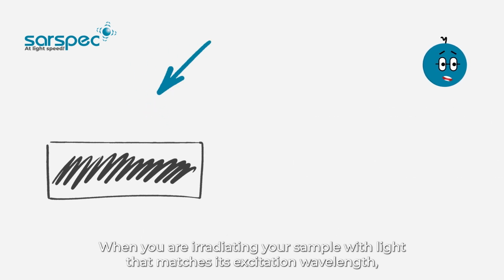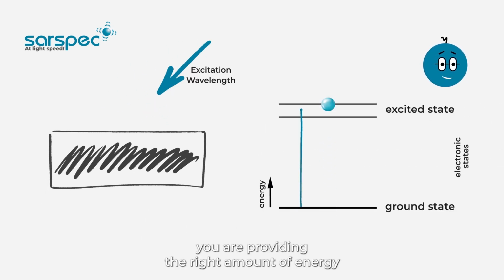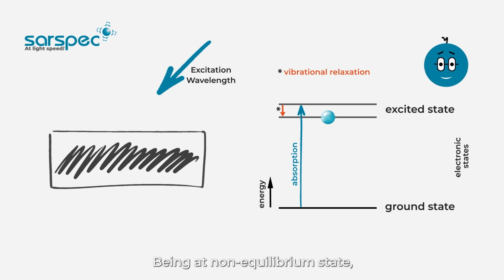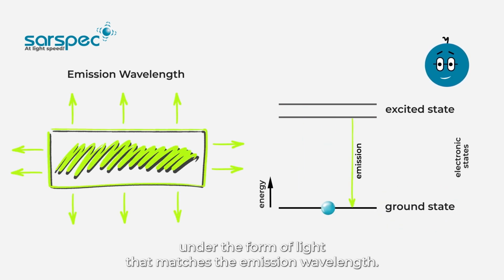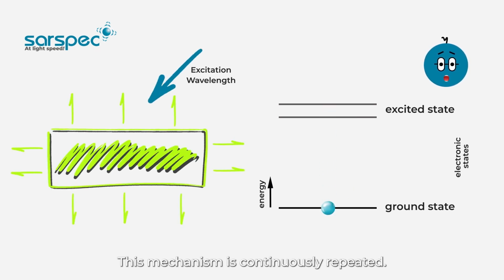When you are irradiating your sample with light that matches its excitation wavelength, you are providing the right amount of energy to put your molecules into an excited state. Being a non-equilibrium state, the molecules quickly relax to ground state, releasing energy in the form of light that matches the emission wavelength. This mechanism is continuously repeated.